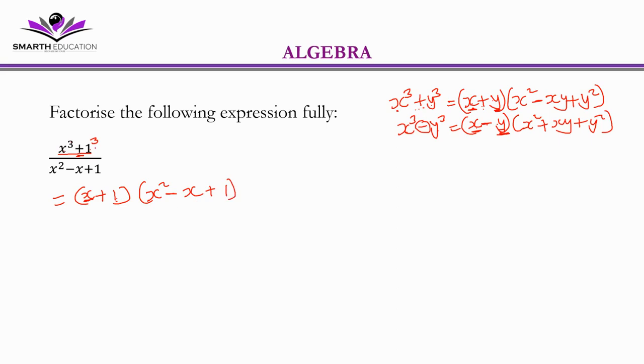Okay, we factorize the numerator, then over x squared minus x plus 1, then x squared minus x plus 1 divided by x squared minus x plus 1 is equal to x plus 1.